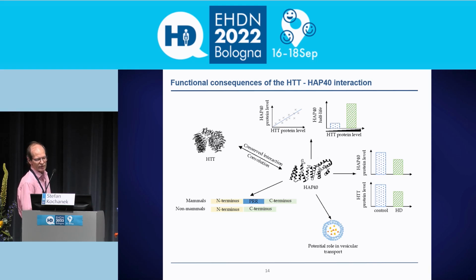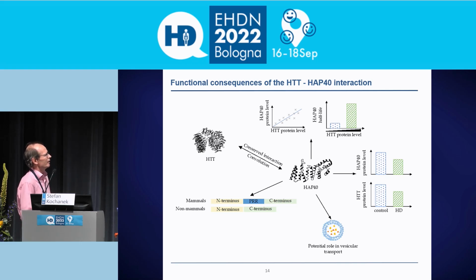In patients, we see that both Huntingtin levels and HAP40 levels are decreased. And there's maybe some indication in one publication, 2006, of an interaction maybe with RAB5, and also, based on structural and evolutionary similarity, a potential role in vesicle transport.